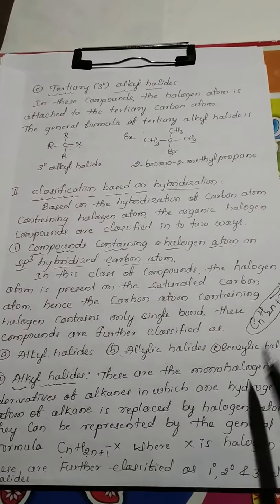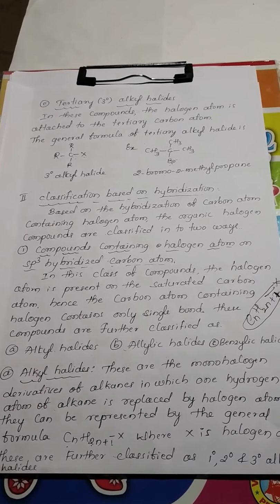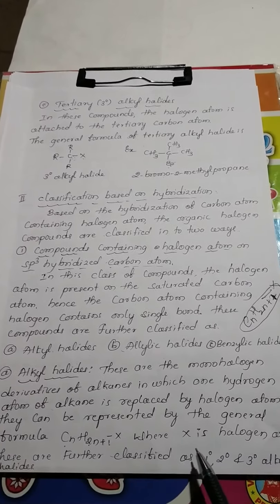They can be represented by the general formula CnH2n+1X, where X is a halogen atom. These are further classified as primary, secondary, tertiary alkyl halide, as I discussed already. Monohaloalkanes are further divided into primary alkyl halide, secondary alkyl halide and tertiary alkyl halide.